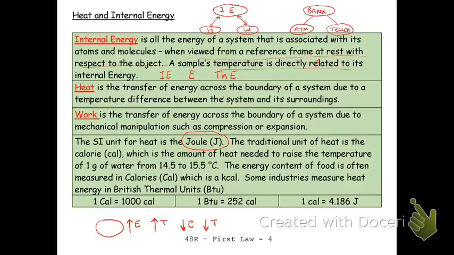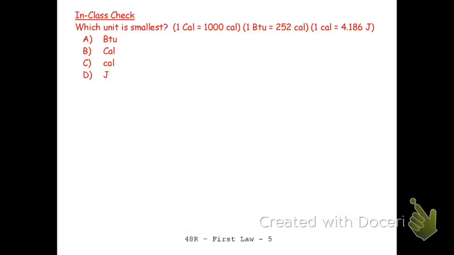So kicking around today, we have the big calorie, we have the little calorie, we have the BTU, and of course we have the joule. And it's nice to be able to do conversions between them. Which unit is smallest? So I'm giving you some conversions here. Let's see if we can figure, is there a common thing here? So little calorie, little calorie, little calorie.